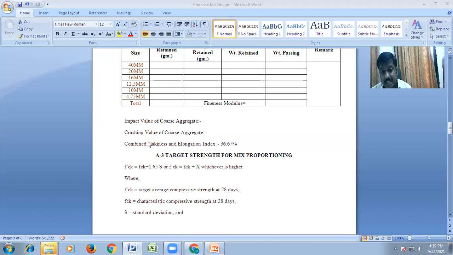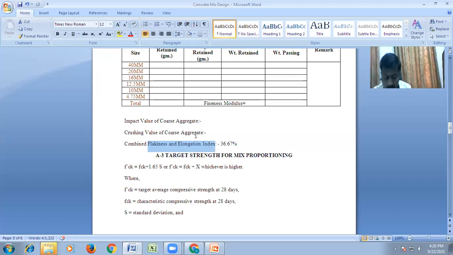So, flakiness and elongation index. How can you define these words? What is meant by the word flakiness index? What is the meaning of the word elongation index? In your GATE exam also, in the last 4 or 5 times they have asked one problem on flakiness and elongation index. If you know the definition of these two words, you can solve that problem. 3 to 4 times they have asked a question on this particular concept.